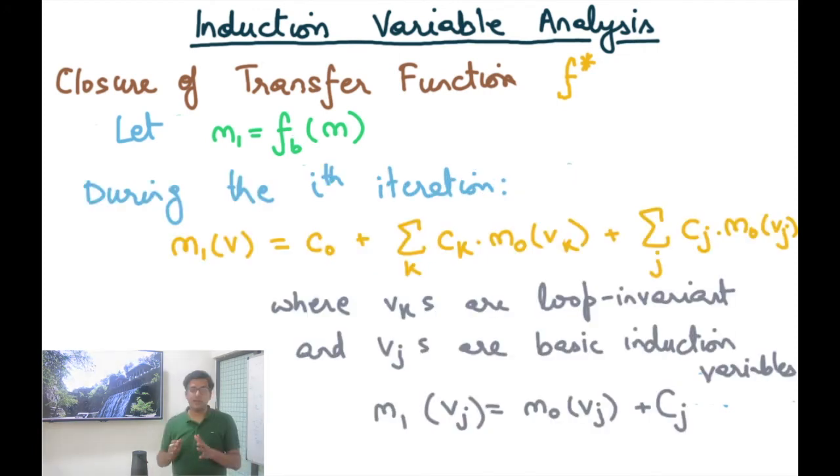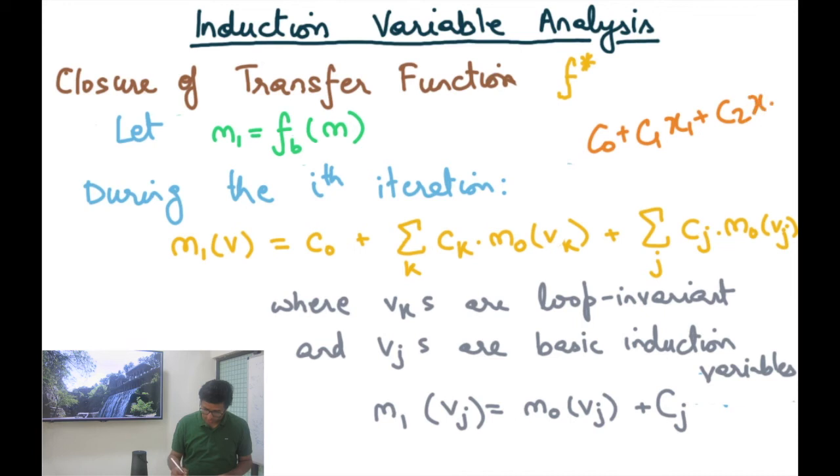Now that was after the end of the i minus 1th iteration, or at the beginning of the ith iteration. What about during the ith iteration? During the ith iteration, let's say my transfer function for a certain statement is c0 plus summation ck of, so it's something like c0 plus c1 into m0 x1 plus c2 into m0 x2, and this is the transfer function of the loop body.